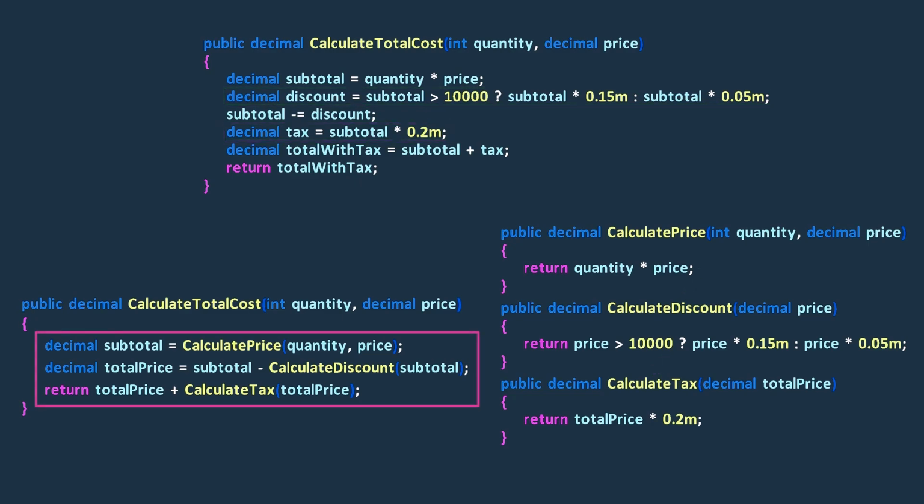As you can see, these extractions simplify the understanding of the code's logic. Additionally, the extracted methods can be used in other parts of the code. Instead of repeating the price, discount, or tax calculations, we can simply call the respective method. This makes the code more reusable, reduces redundancy, and ensures consistency throughout.